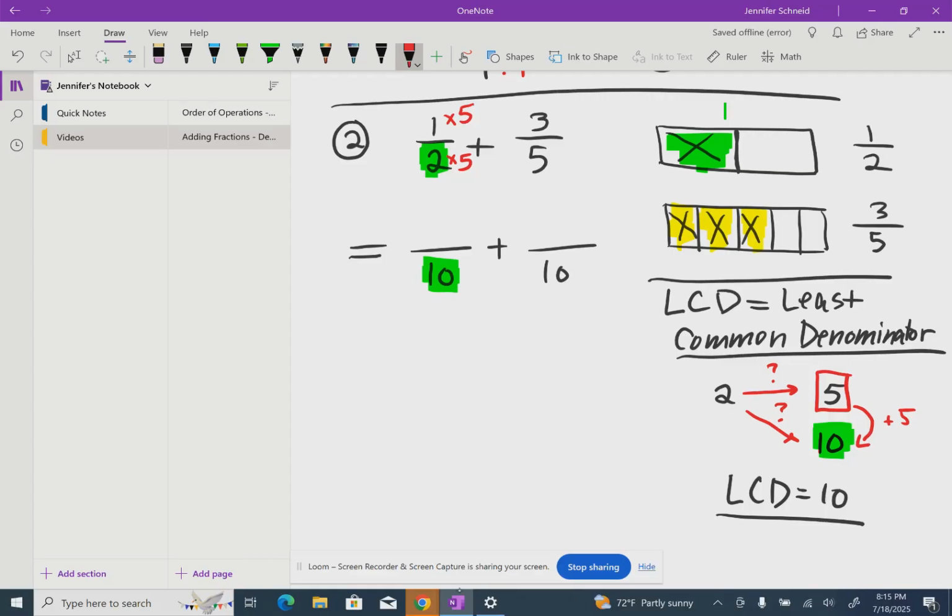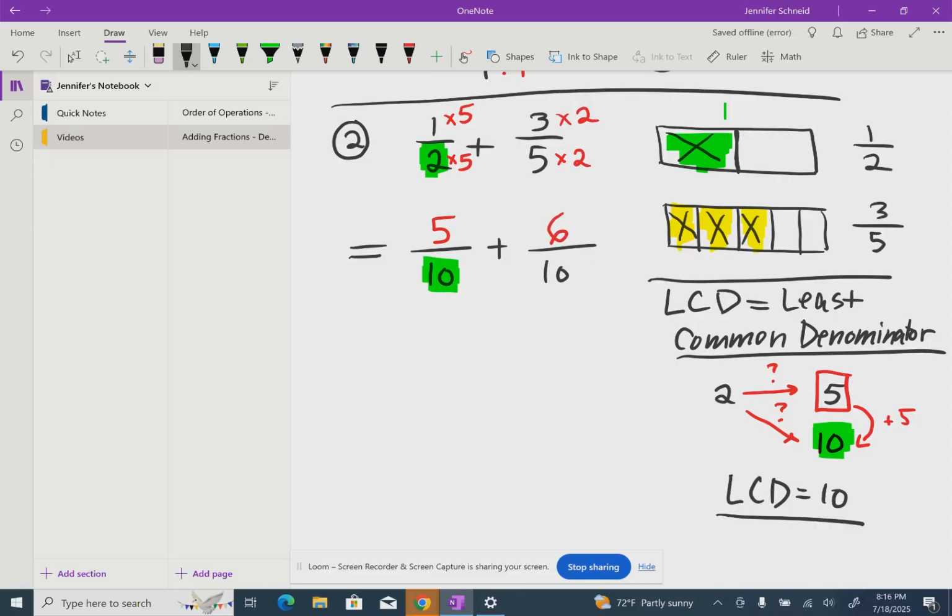So 1 times 5 is 5. Now on the bottom here, I have 5 times something is 10. That number is a 2. Since I did it to the bottom, I'm going to do it to the top, and I get a 6.